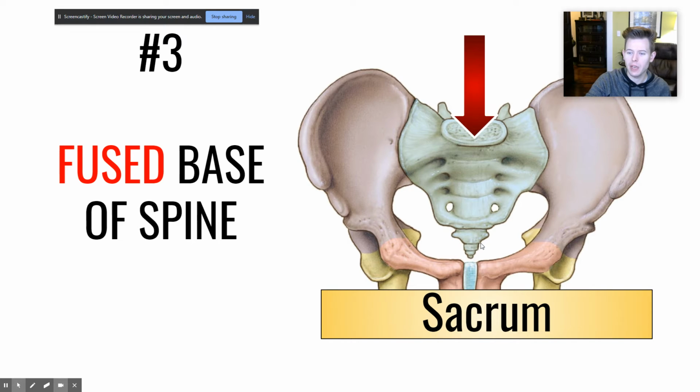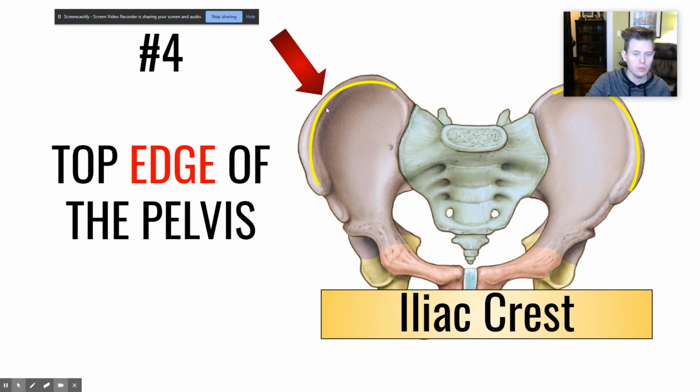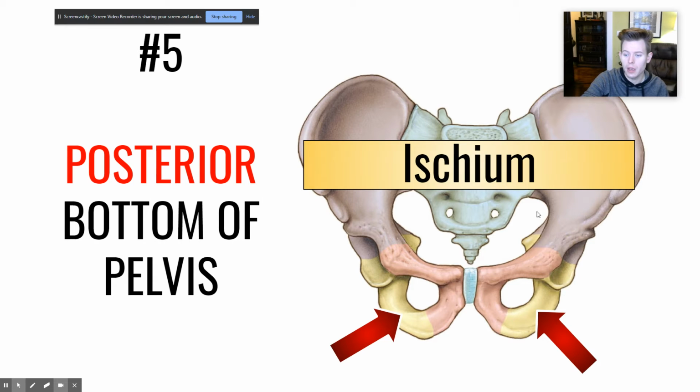So the fused base of the spine is called your sacrum, which is actually part of your pelvic girdle. So that's called the sacrum. The top edge of the pelvis is called your iliac crest. So this is the ilium. So the top edge is the iliac crest. If you actually put your hands on your hips or on your hip bones, the top edge is the iliac crest.